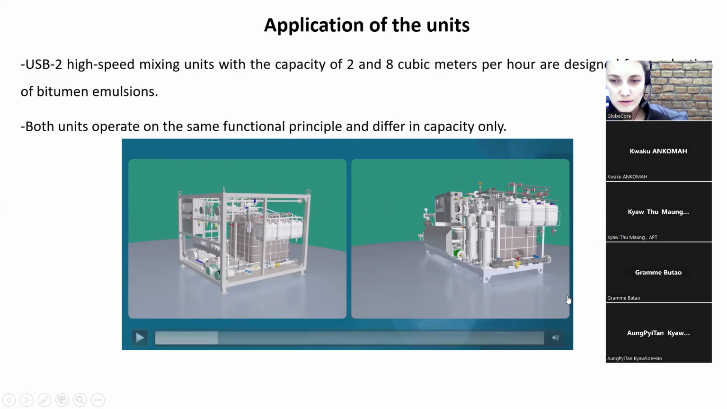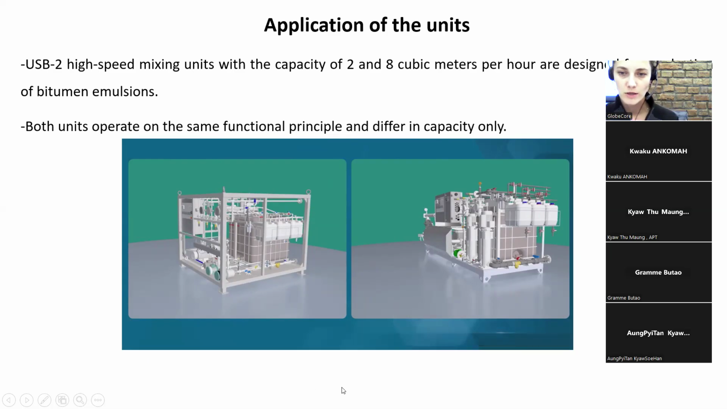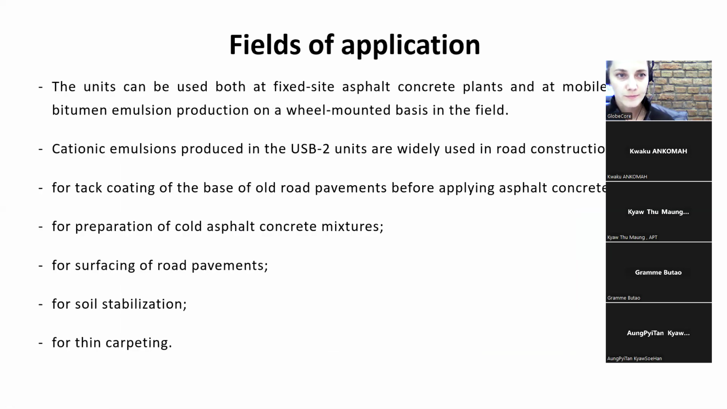So basically, this is the general design features of the machines. Considering their size, they're still pretty compact and can be installed on a trailer or on a platform, and can be delivered to the customer side and be used for production of emulsion at the customer's location.